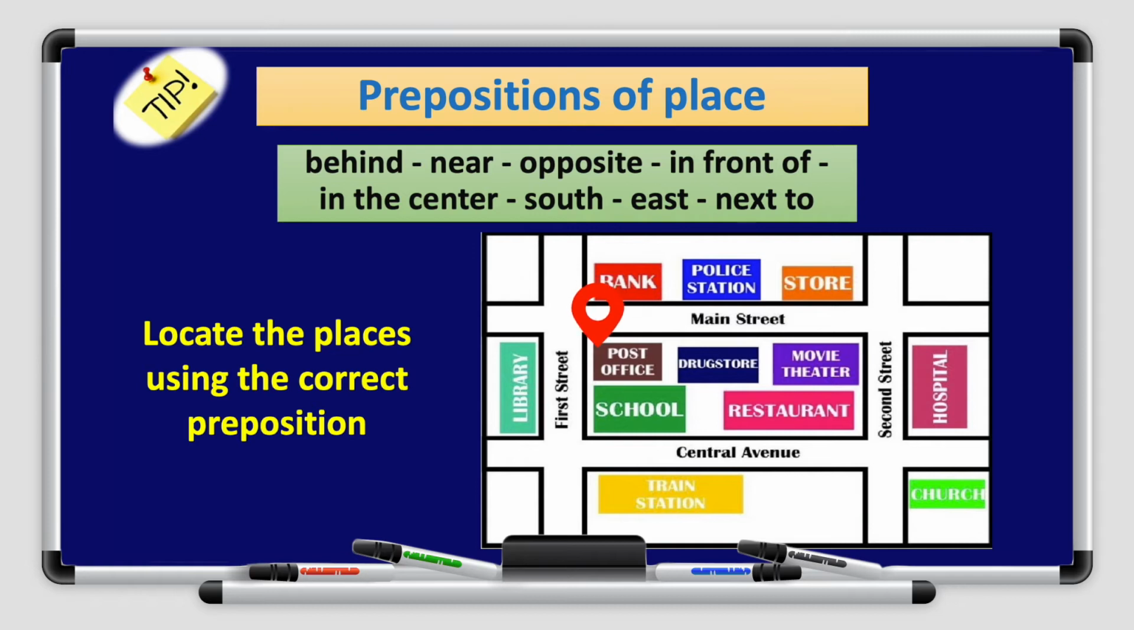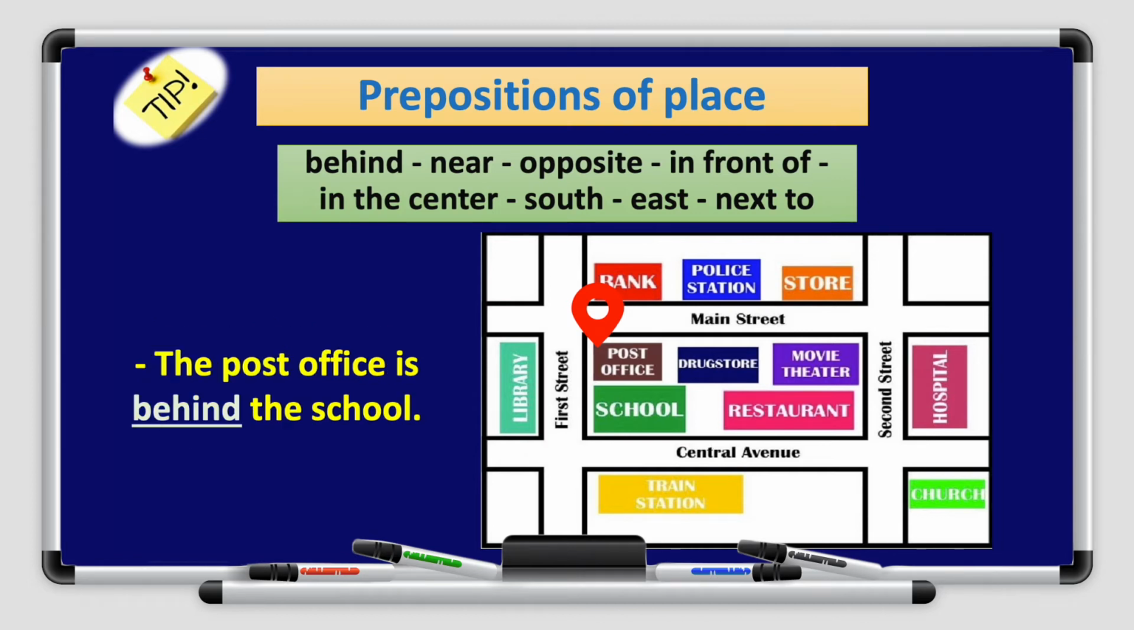Now, what is the post office? Can you use one of these prepositions to describe the place? The post office is behind the school. Another place. What about the bank? What is the bank?